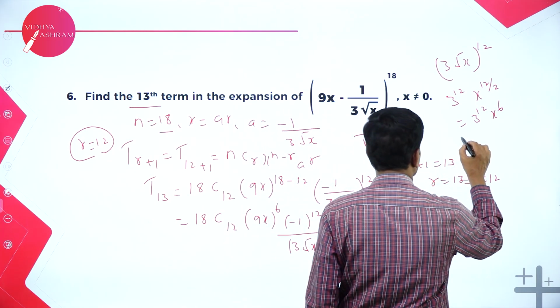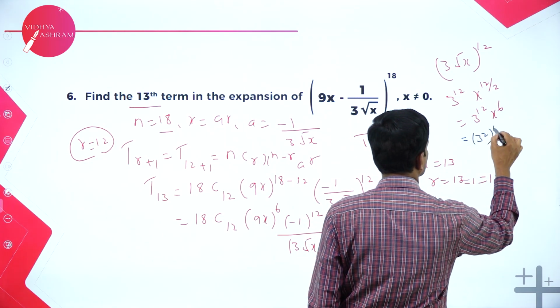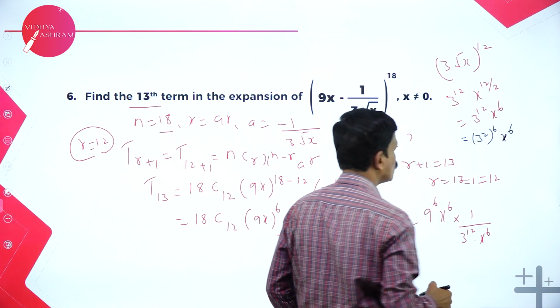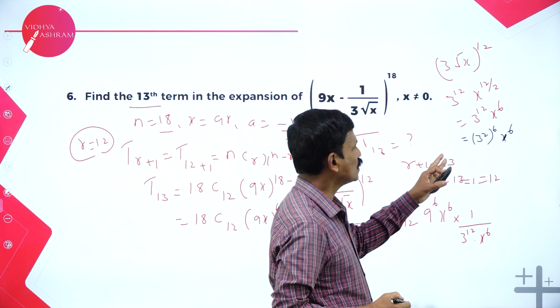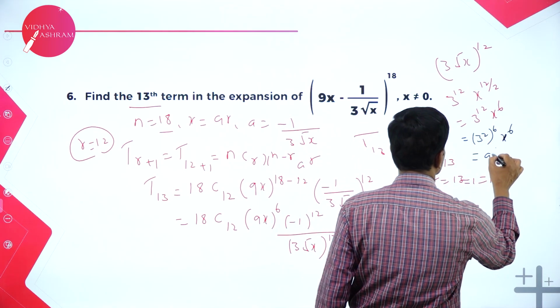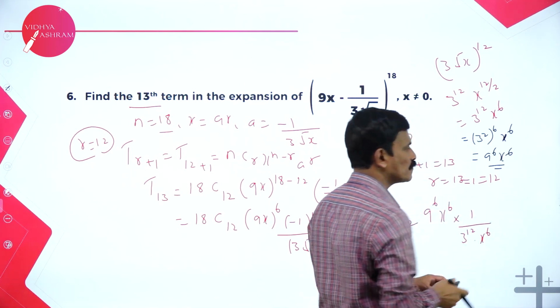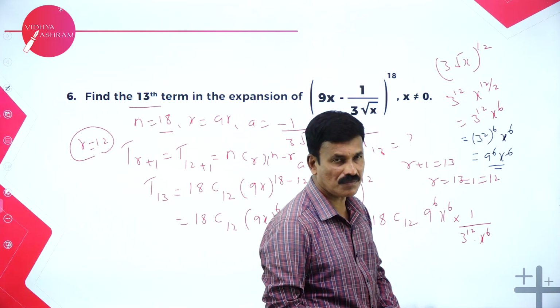this 3 to the power of 12 can also be written as (3 square) whole to the power of 6 into x power 6. What is 3 square? 9, right? So this is nothing but 9 to the power of 6 x power 6 here. 3 square is 9. What is 3 to the power of 2 into 6? That is 12, law of indices.